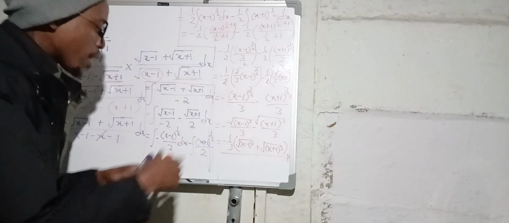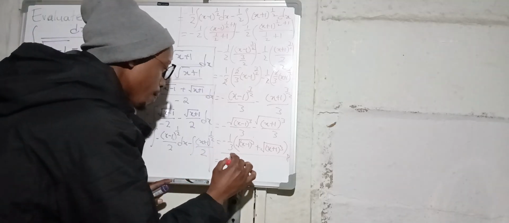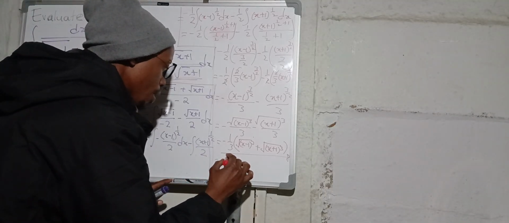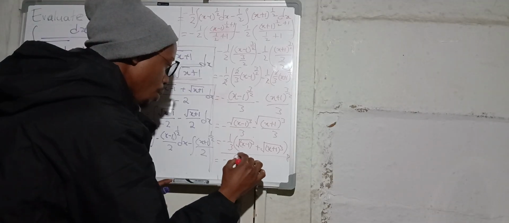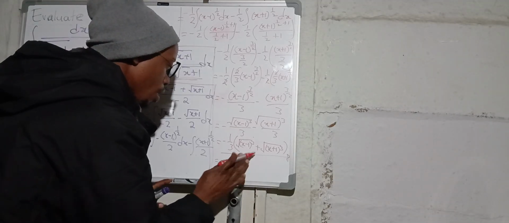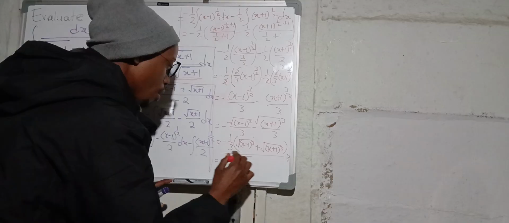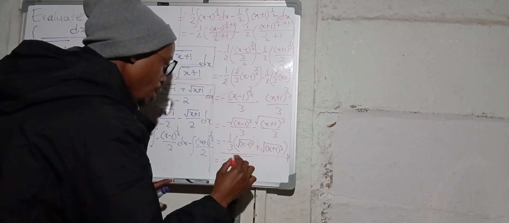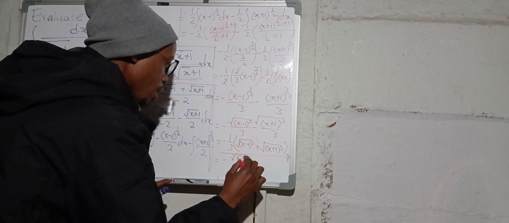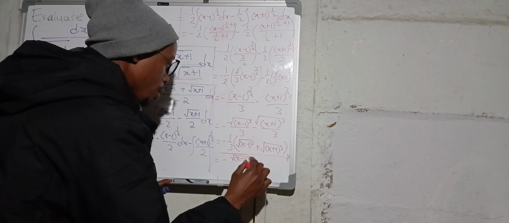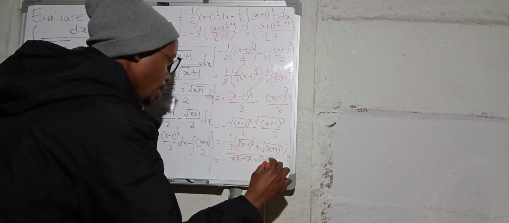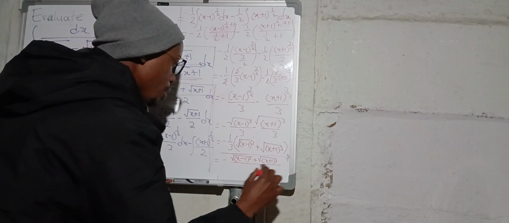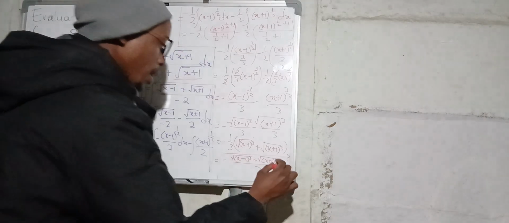Isn't it beautiful? Or we can take it even further to say minus, in the numerator we'll be having (x minus 1) cubed plus (x plus 1) cubed. All this is all over 3, plus c.